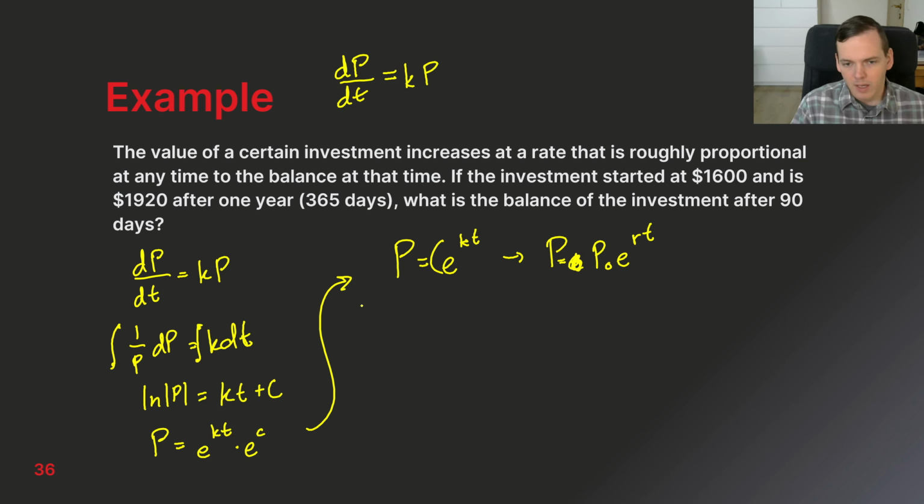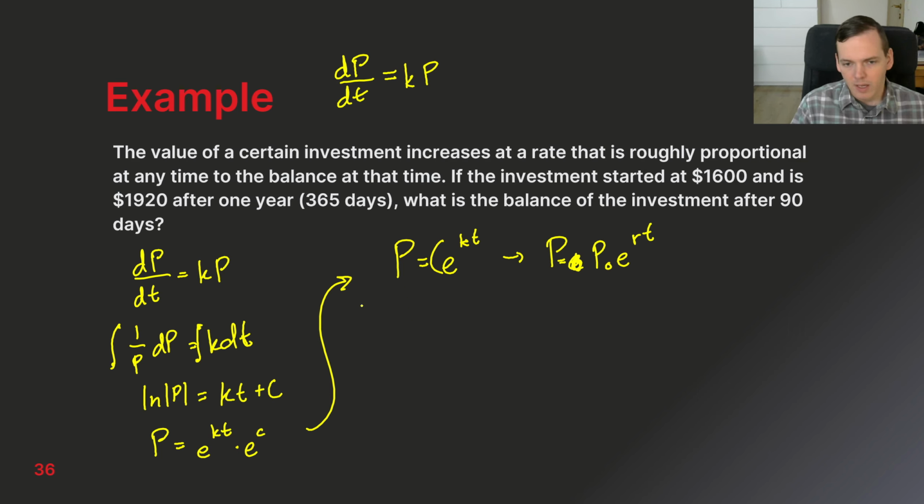Anyway, coming down here, we know that p of 0 is equal to 1600, and I know that p of 365 is equal to 1920, and I want P of 90. So we need to find the C and the K. So we're just going to start plugging in values here.